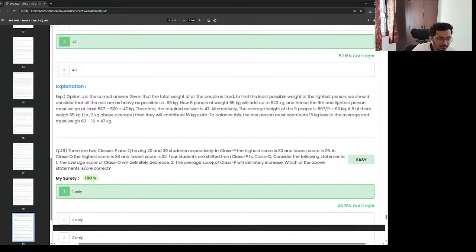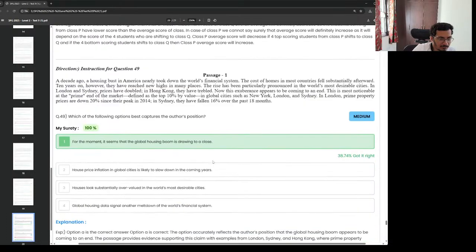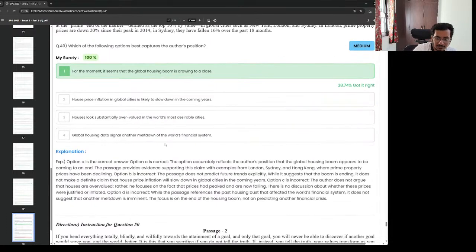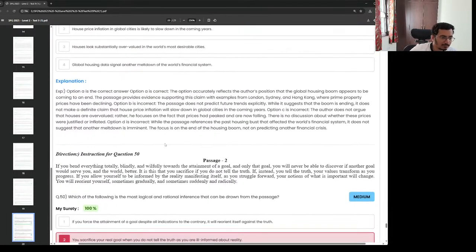Yeah, this one was another easy question. Now, what is the popular decade of motion cost? Yeah, for the moment it is drawing close. Just checking, the fourth one will probably cause another conclusion.